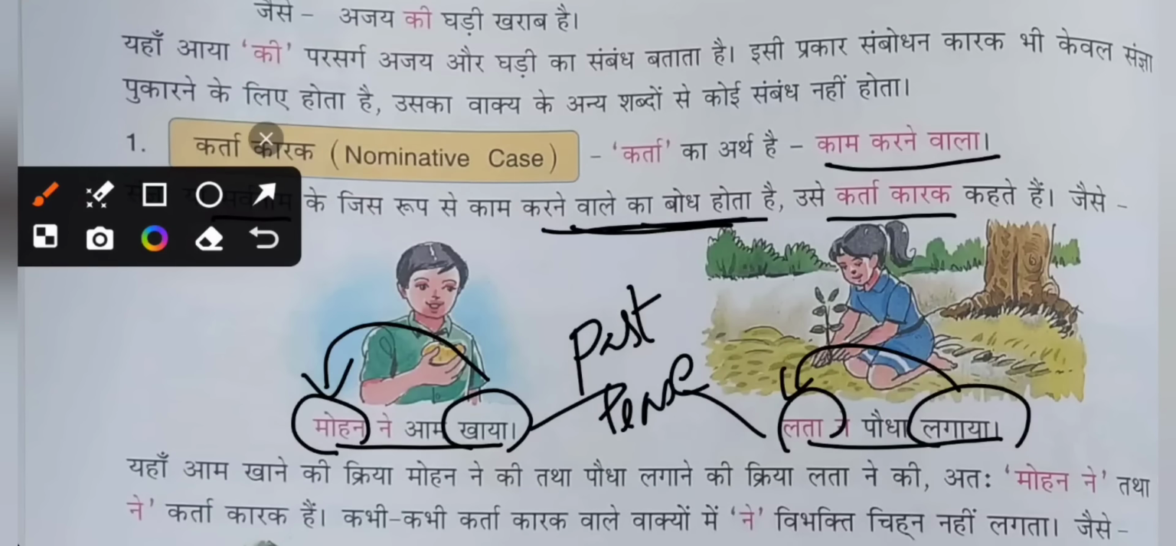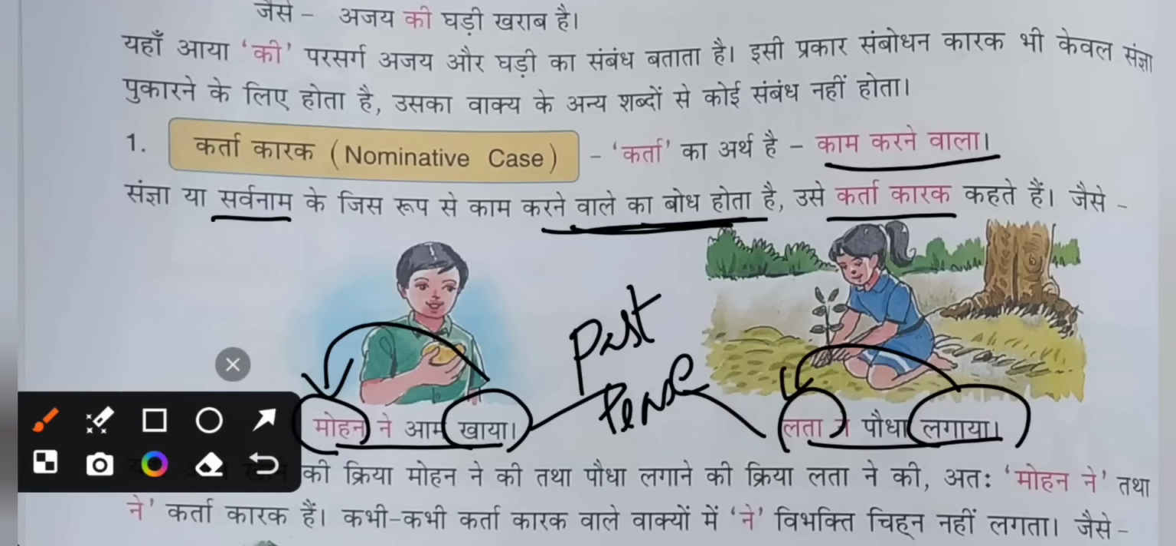We saw in the definition the symbol, the post-position: after the noun you have to attach the symbol. So after the noun you have to attach the symbol ne. So the karta karak symbol is ne. And if you observe, this gets attached to the past tense, not to the present tense or future tense.